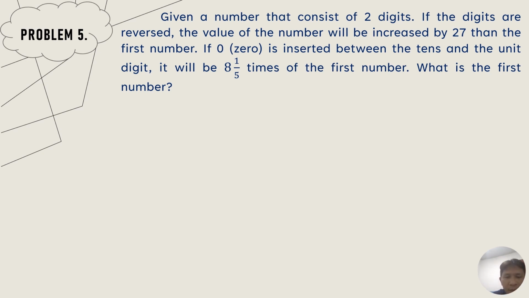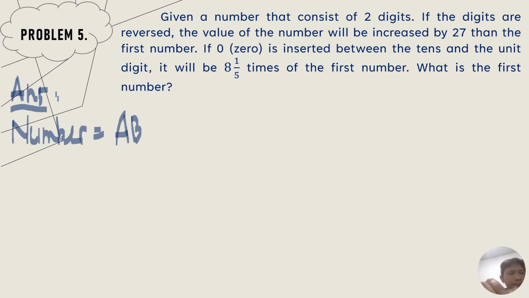Okay, now let's say the number is AB. It means B. Do you remember, guys, the place value? So B is for the ones, and A for tens.